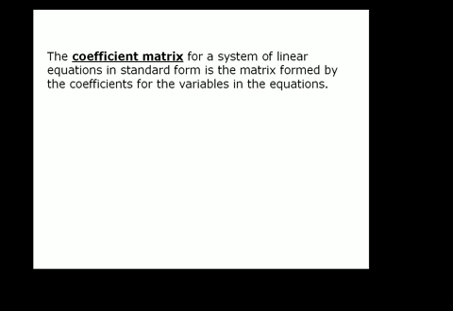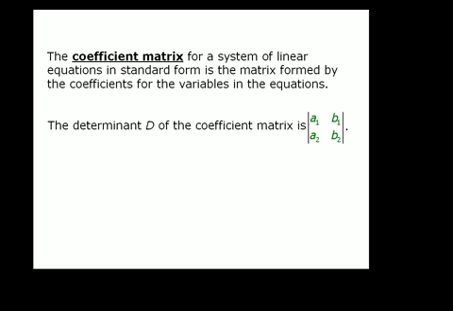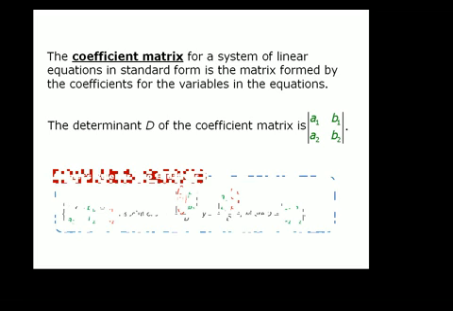The coefficient matrix for a system of linear equations in standard form is the matrix formed by the coefficients for the variables in the equations, like we just saw. So the determinant of the coefficient matrix looks the same, except now because we're looking for the determinant, it's the straight vertical line brackets.